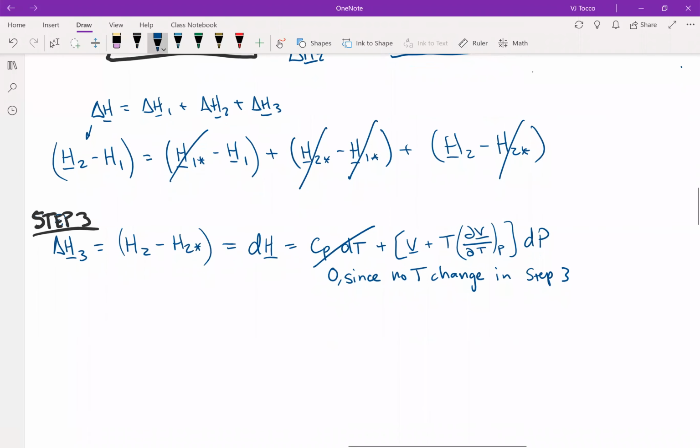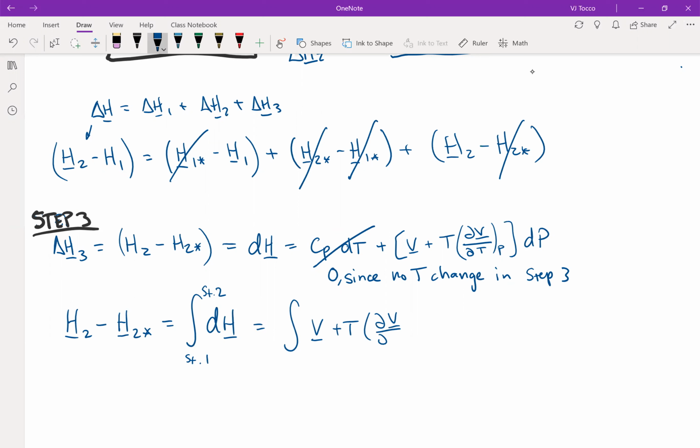And then we are just left with simply the second term, which is going to be called our departure function. This is the literal definition of a departure function: the change in any property, not necessarily enthalpy, from an ideal state. So it's going to be dH, and we're going to integrate that from state 1 to state 2. So that is going to be H2 minus H2 star. It's equal to the integral of V plus T dV/dT at constant P, dP.